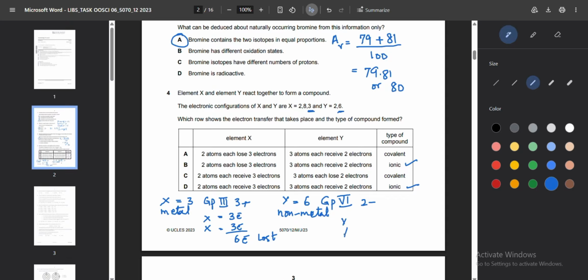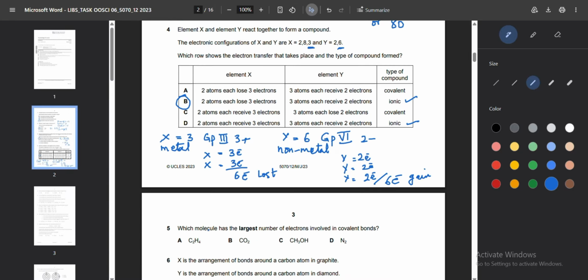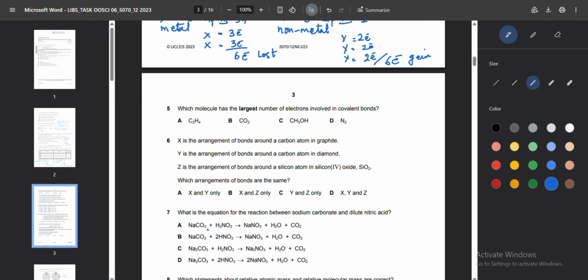So you have 3 atoms of Y and each of these gain 2 electrons, so that makes a gain of 6 electrons. So this option is correct because there is a loss and gain of 6 electrons, since ionic bond is formed by the transfer of electrons. Now 6 electrons are being lost by the metal ion and those 6 electrons are gained by the non-metal atom.